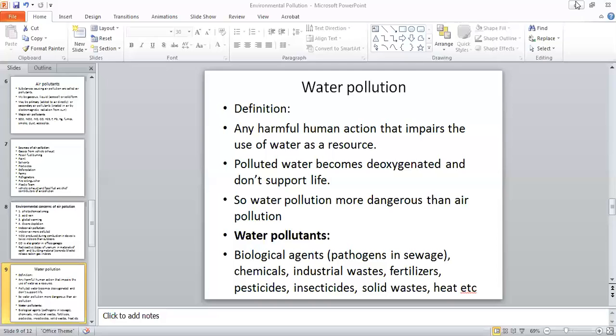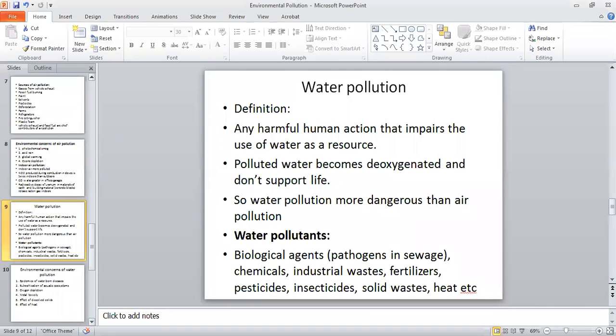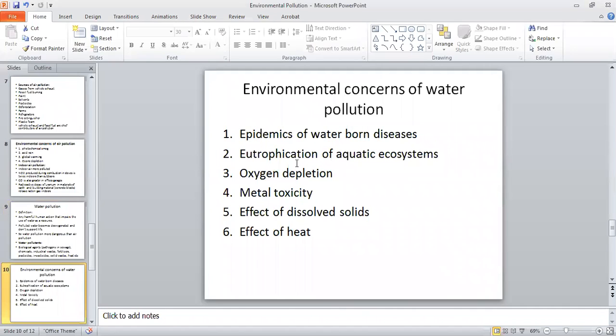Now what are the water pollutants? These are biological agents, pathogens in the sewage which will cause different diseases. उसमें टाइफाइड, कॉलरा वगैरह आ जाते हैं. Then chemicals, industrial waste, fertilizers, pesticides, insecticides, solid waste, heat, etc. All other waste things we dump in the water body, and all these then result in destroying the quality of water and we won't be able to use the water for our different purposes. So this is the effect, how the water will get dirty and won't be able to be consumed.